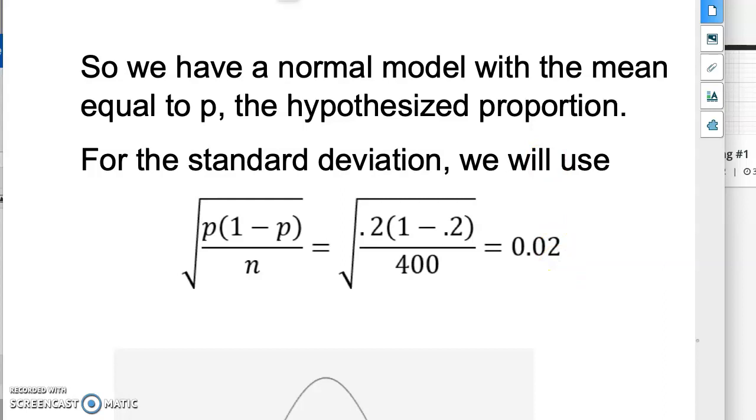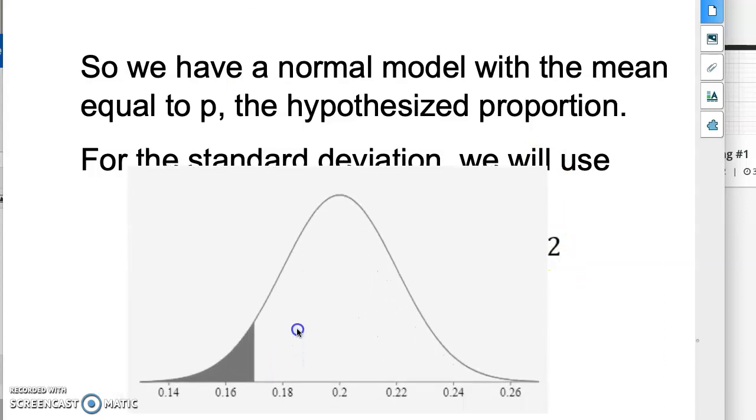What does this look like in a normal model? We'll pull this model up so you can see it. So we have a mean. The mean is 0.2, which is our hypothesized proportion. The standard deviation is 0.02. So 0.2 minus 0.02 is 0.18, and so on and so on. Our sample was 0.17 right here, right? So we can see just by looking at this model that there's a pretty good chance, this is not a tiny area, that our sample was from a population whose mean was 0.2.